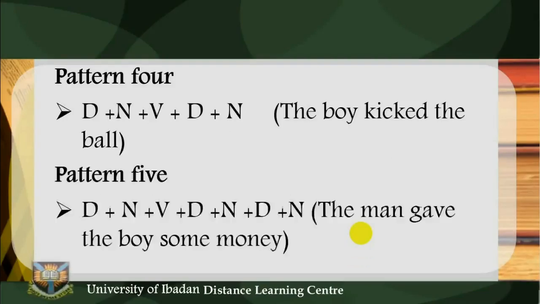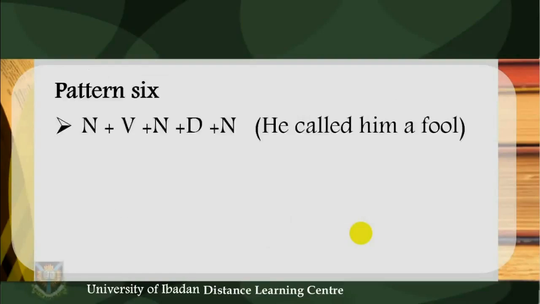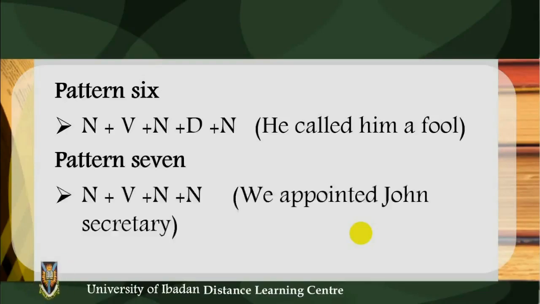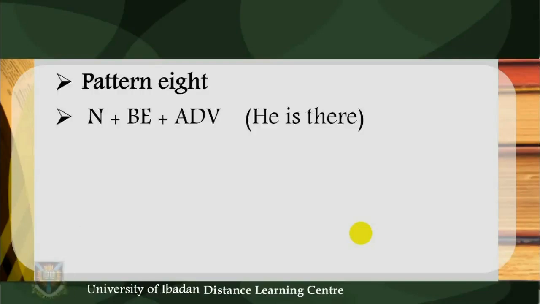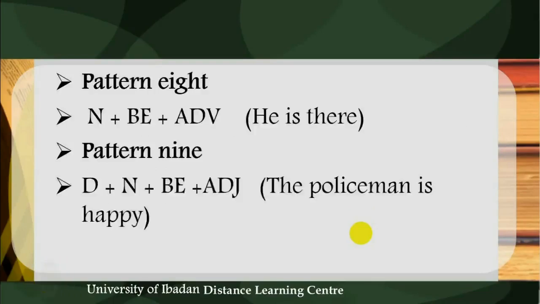Pattern 5. D plus N plus V plus D plus N plus D plus N: The man gave the boy some money. Pattern 6. N plus V plus N plus D plus N: He called him a fool. Pattern 7. N plus V plus N plus N: We appointed John secretary. Pattern 8. N plus B plus adverb: He is there. Pattern 9. D plus N plus B plus adjective: The policeman is happy.